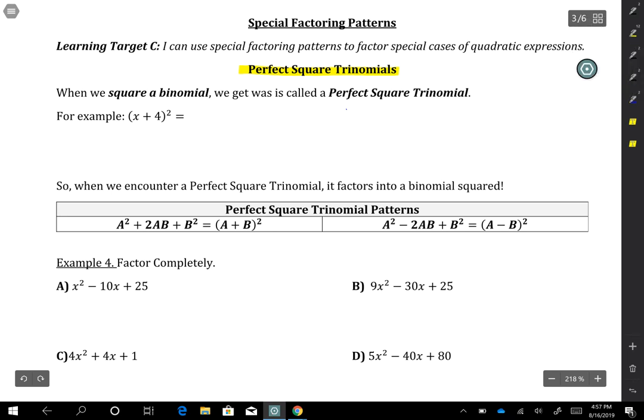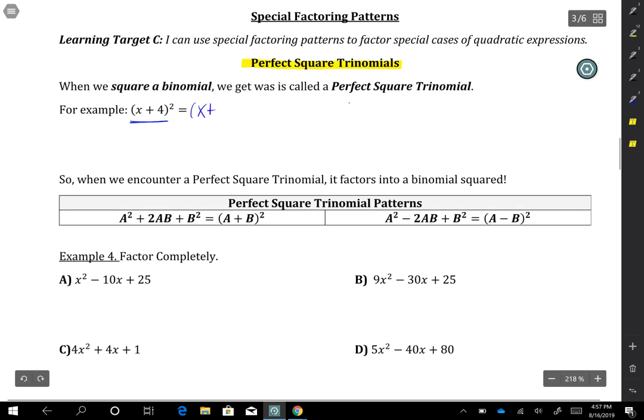Well, what it comes from is when we take a binomial, such as the one shown right here, x plus 4, and when we square that, which means when we multiply it by itself. So if we take x plus 4 times x plus 4 and use our distributive property, we know that's going to be x squared plus 4x plus 4x plus 16. And combining our two middle terms, our like terms, we have x squared plus 8x plus 16.